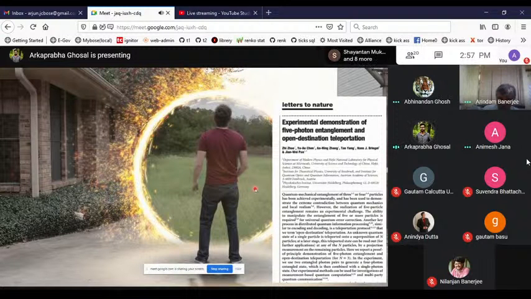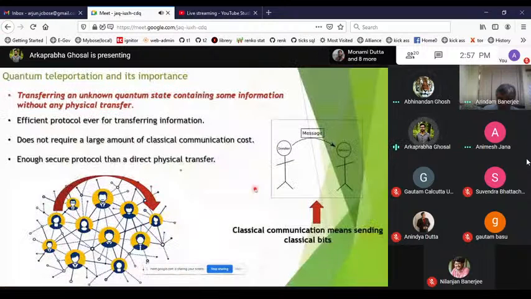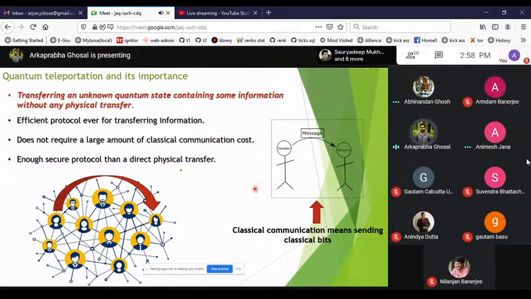Now, in reality, it seems to be impossible, since maybe it violates some natural laws. But surprisingly, quantum physicists have experimentally demonstrated that quantum teleportation is possible, but only in the quote-unquote quantum domain. So before going to my work, let us try to motivate the basic ground of teleportation. The basic definition of quantum teleportation is transferring an unknown quantum state, which contains some physical information, without any physical transfer. Now, what is the importance of quantum teleportation?